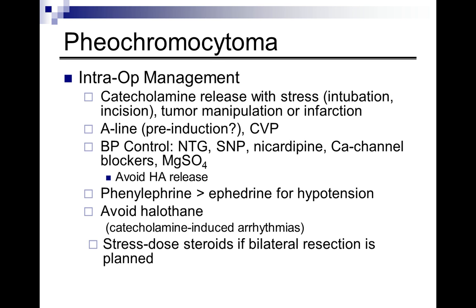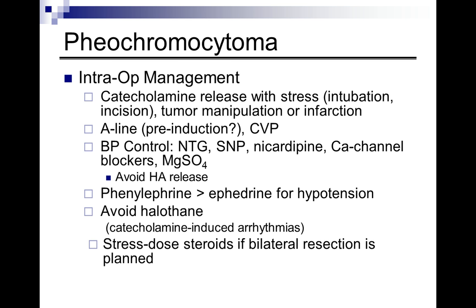People have described blood pressure control with a wide variety of substances, including nitrates like nitroglycerin and sodium nitroprusside, calcium channel blockers like nicardipine and probably clevidipine, and even magnesium sulfate has been used. We certainly want to avoid drugs that cause release of histamine. And in general, our goal is to use as many direct-acting substances as possible. So phenylephrine would be preferable to ephedrine in cases of hypotension.